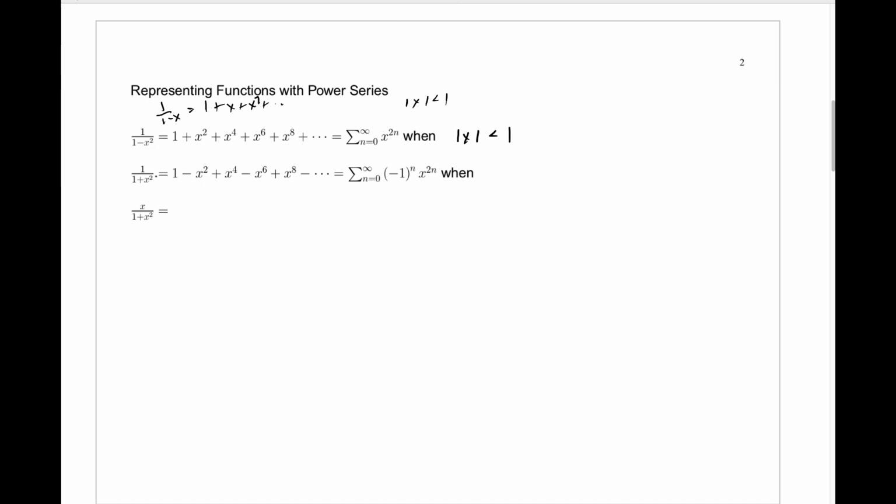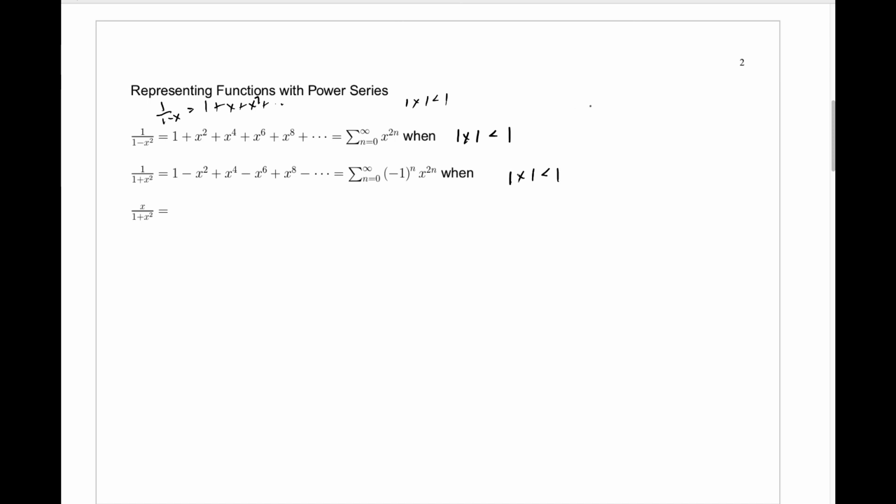Let's continue and just change it a little bit and use 1 over 1 plus x squared, in place of 1 over 1 minus x squared. Well, here we can just think of putting minus x squared in place of x in this series. 1 over 1 minus x squared is 1 over 1 plus x squared. So when I put minus x squared in here, we get 1 minus x squared plus x to the 4th minus x to the 6th, etc. And that's just the sum from n equals 0 to infinity of minus 1 to the n, x to the 2n. It's just like this one, but it has alternating signs. And again, we would need the absolute value of minus x squared to be less than 1, which is the same as the absolute value of x less than 1.